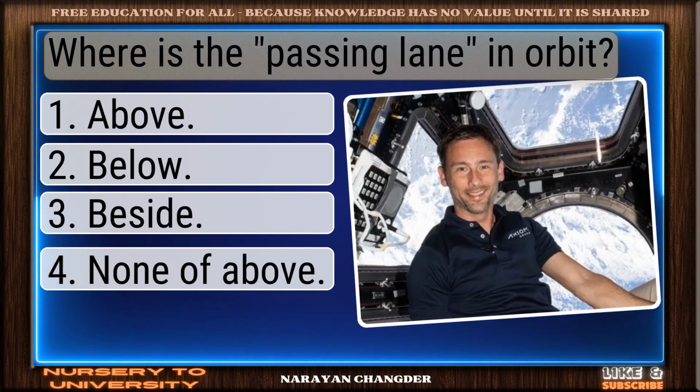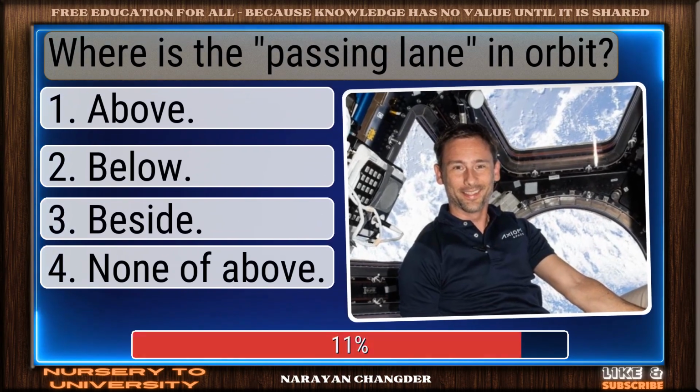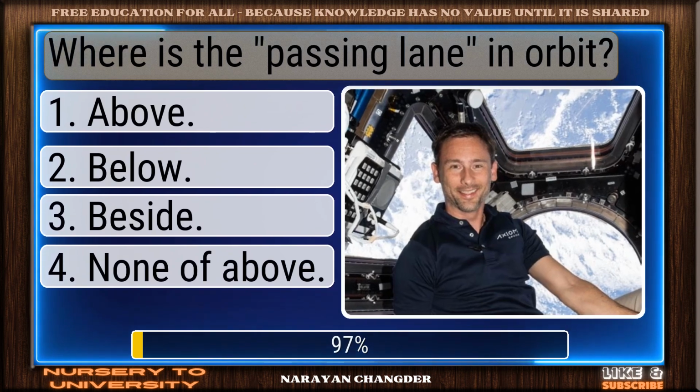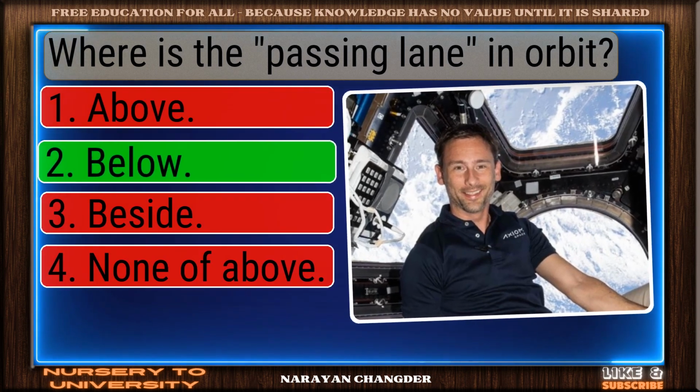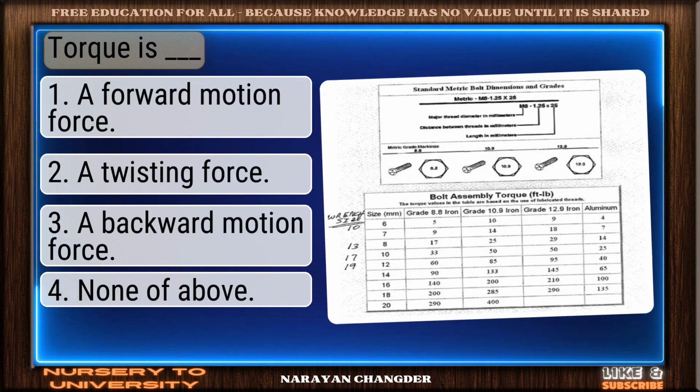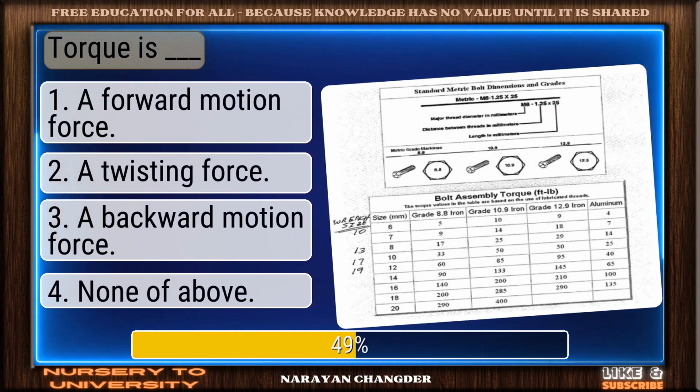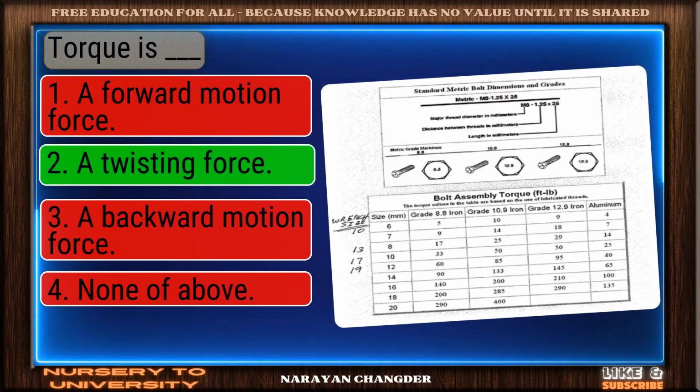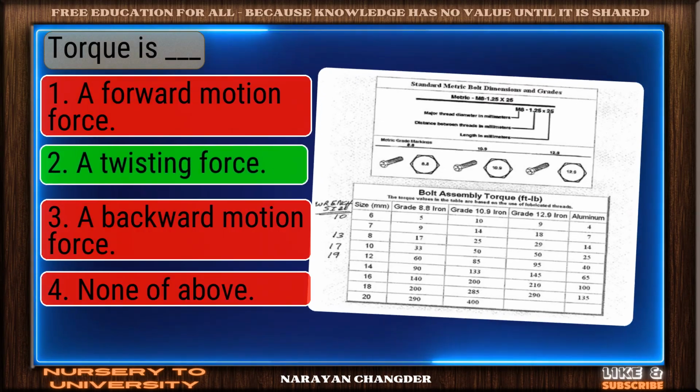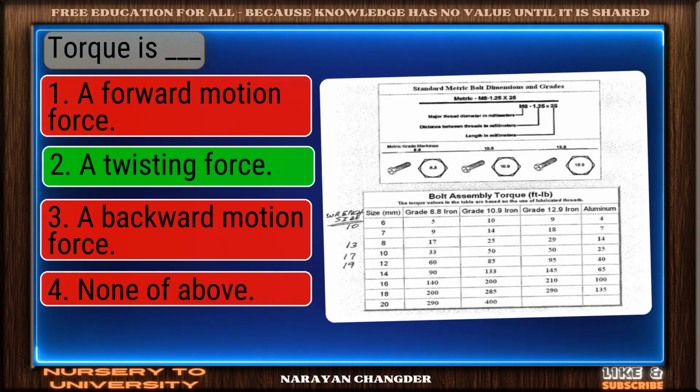Where is the passing lane in orbit? Excellent. Below is a brilliant choice. Torque is dash. Strong choice. A twisting force is the right answer.